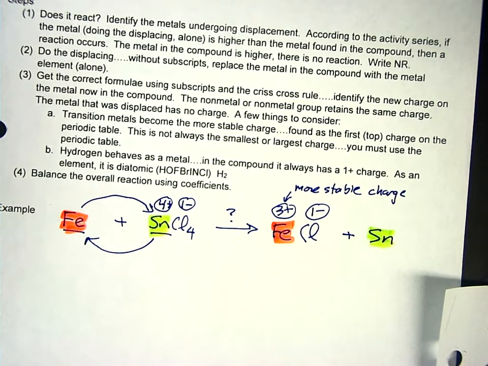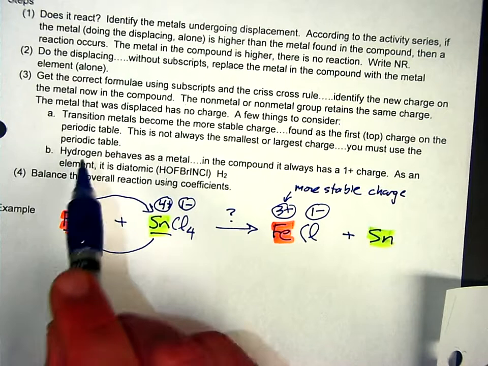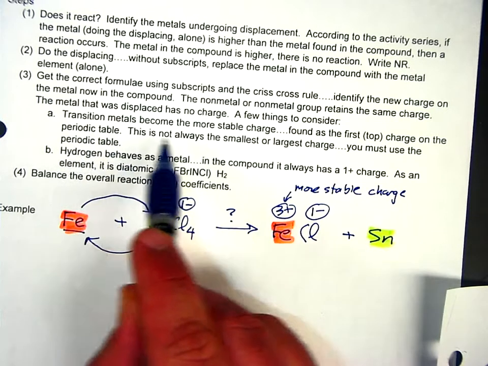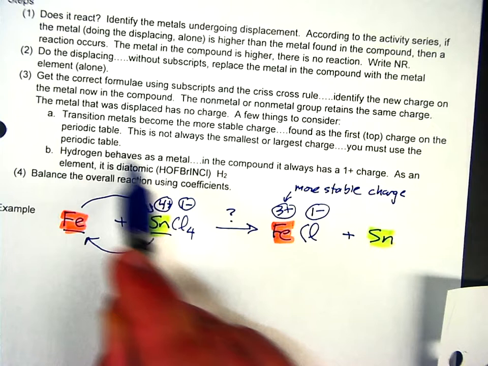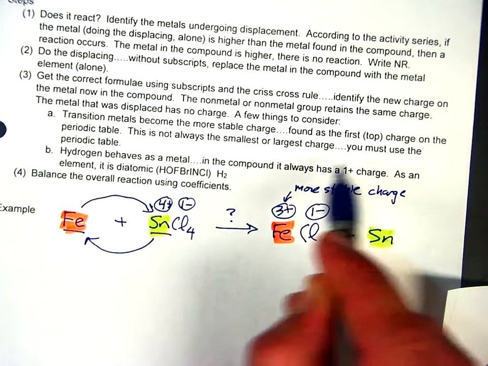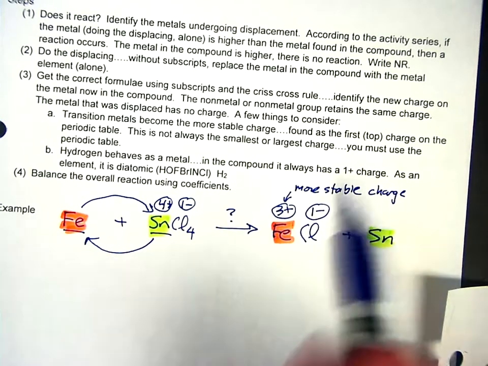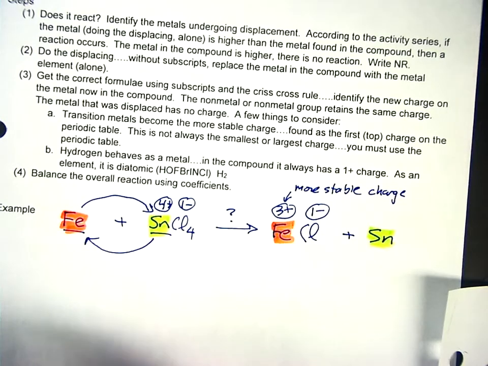All right, so it says to get the right formula, and it actually goes through here a little bit too. It says transition elements become the more stable charge. It's found the first or the top charge on the periodic table. It's not always the smallest or the largest charge. You must use that periodic table that I gave you to figure out which one it is.